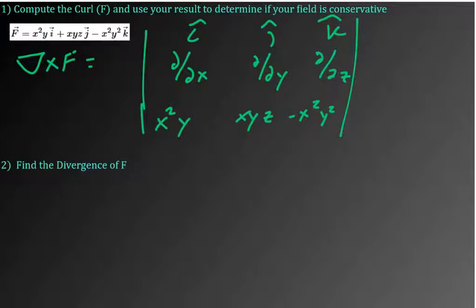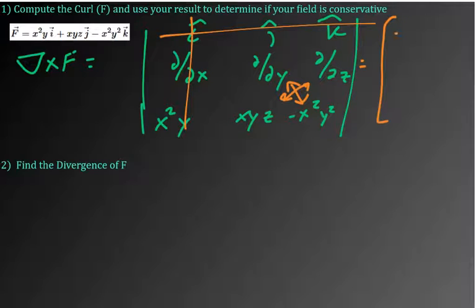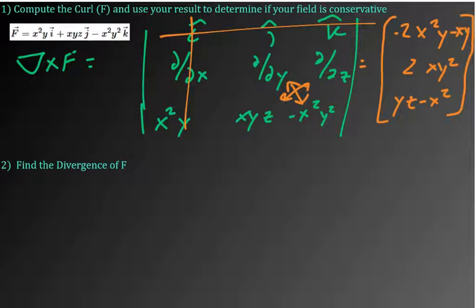And now you just compute the cross product. Same old thing: for the first one, you blank out these two, you multiply these, and then subtract these. If you go through and do that on this one, I'm going to write it as a column vector. You'll get negative 2x squared y minus xy, and then you'll get 2xy squared, and then yz minus x squared. And that's it. So curl is a vector and follows the right-hand rule kind of stuff.